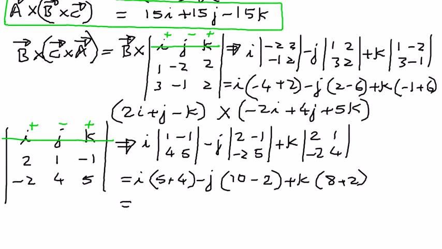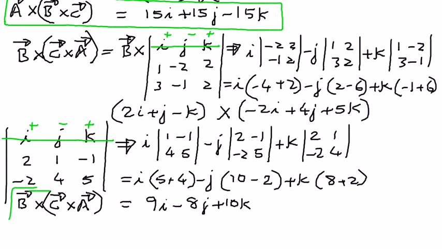Therefore, we can write this as 5 plus 4 is 9i, 10 minus 2 is 8, so this is going to be minus 8j, and then 8 plus 2 is 10, therefore 10k. So this is the product of vector b cross vector c cross vector a. I'm going to put a block around this as well.